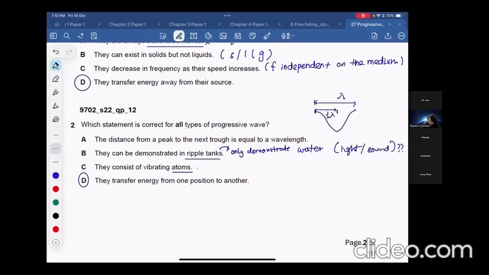So they consist of vibrating atoms. No, okay, this one is only for sound. Because sound needs atoms, it needs a medium. Okay, EM wave does not need a medium. EM wave does not need any atom or medium, okay? So they consist of vibrating atoms. This is only true for sound wave. But other waves, like light, do not need atoms. They can also transfer energy. Okay, is it okay? Jahan, okay?